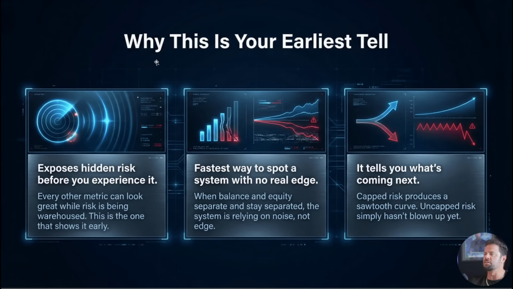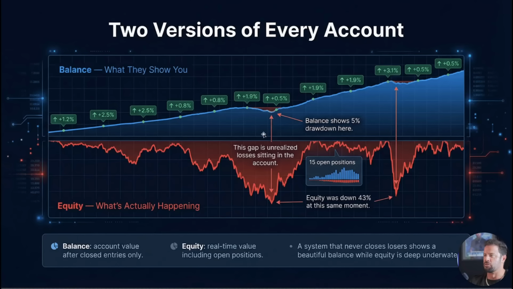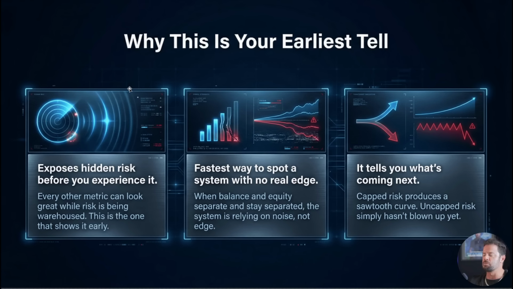So why is this the earliest tell? The gap that we see from a balance to an equity curve, why is this the earliest tell? It's something that shows up right away, even before there's a realized loss, even before a system blows up. You can now have a tool that you will immediately recognize: whoa, this system is warehousing a lot of risk.